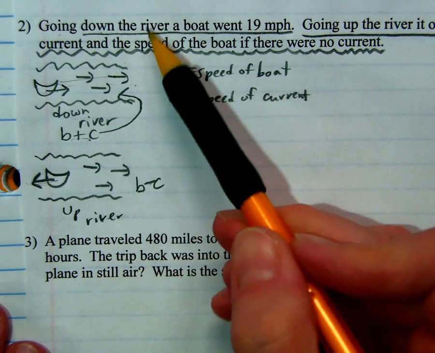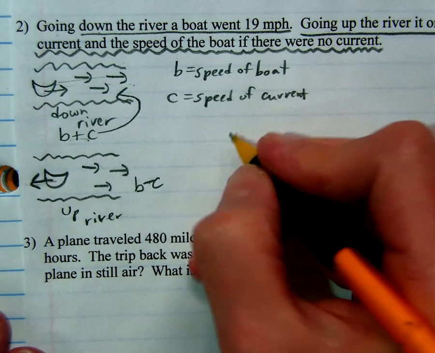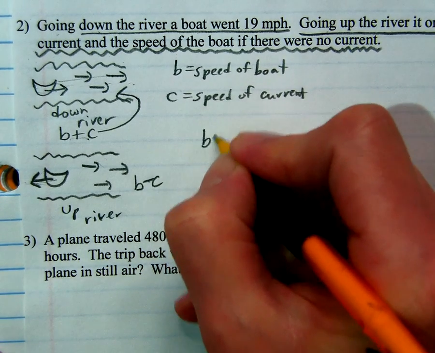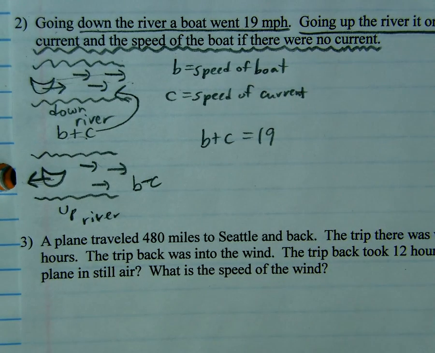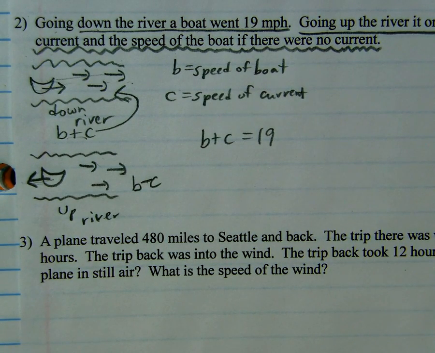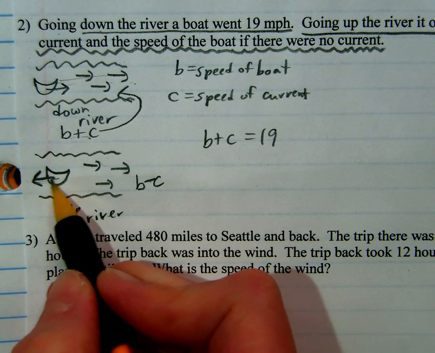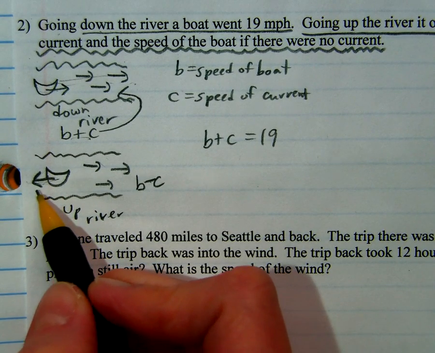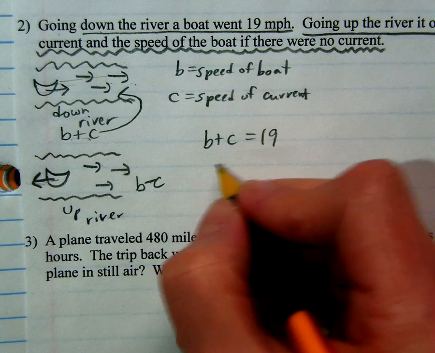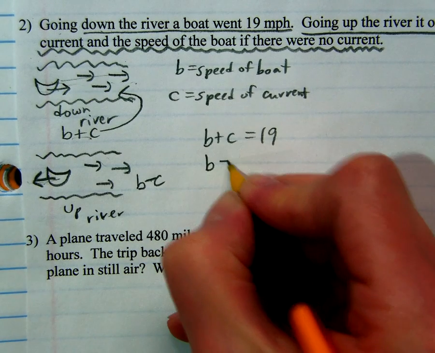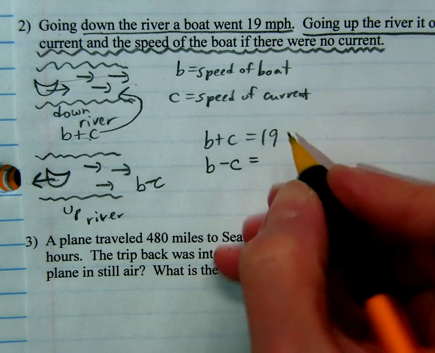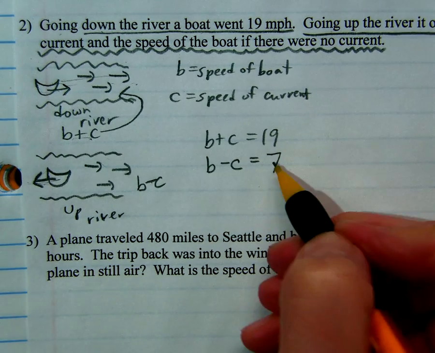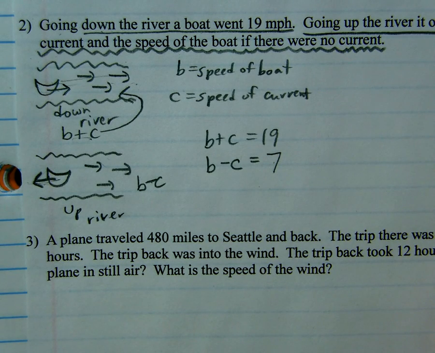So when you're going down the river, the boat went 19 miles per hour. That would be B plus C is 19. The boat and the current are working together. You add those speeds together. When it's going against the current, it's going upstream, upriver. You take the speed of the boat and you're going to subtract the current because the current's going the other way. It's going to slow it down, and that's why it's only 7 for this.